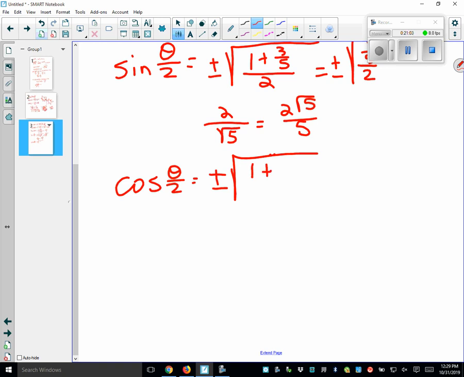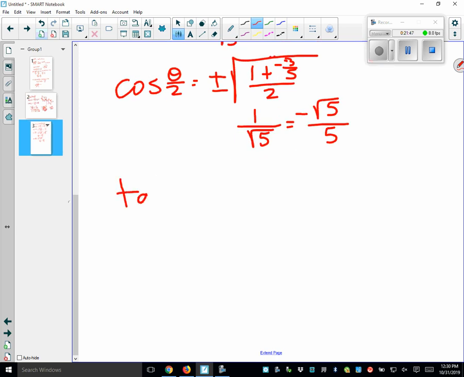1 plus negative 3/5 over 2. Right? Yes. And isn't that 2/5 over 2, which is 2/10, which is 1/5? 1/5, which is 1 over radical 5, square root of 5 over 5. Negative? Right. And we're cosine. Negative? Okay.